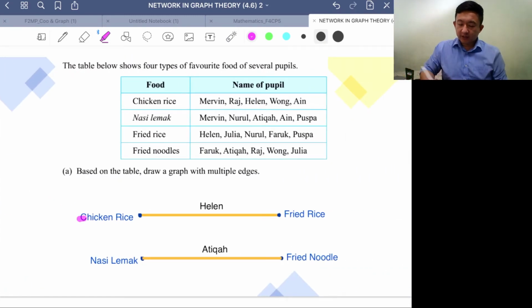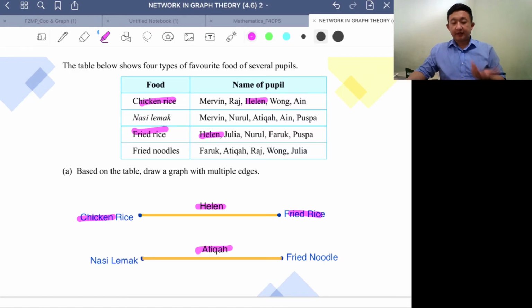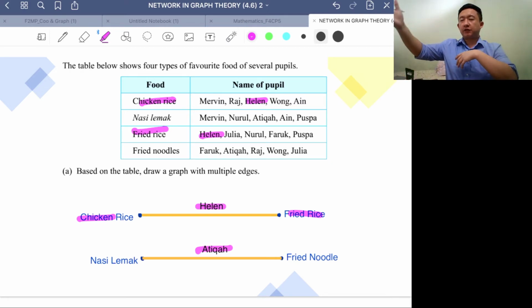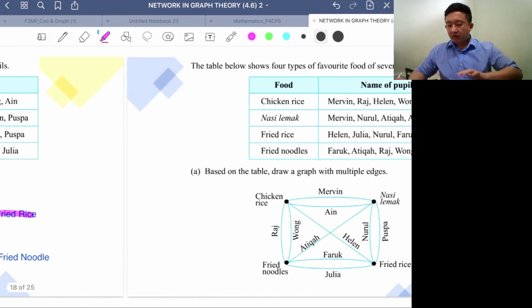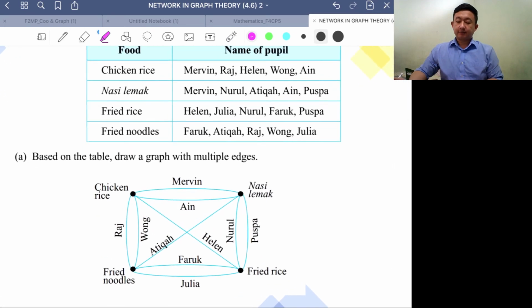For example, chicken rice, fried rice, Helen, no other people. Chicken rice, fried rice, only Helen's. And then the same thing happened to Atika also, nasi lemak and fried noodle. And then you have 4 pairs of multiple edges and 2 simple graph. See how you can play around with them. Can you connect them? In the end, if you try, you have something like this.